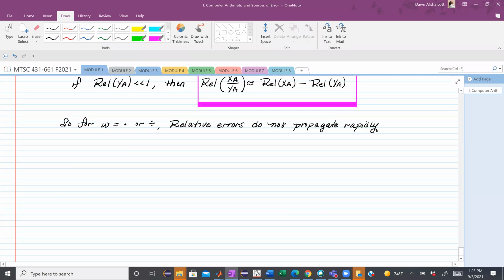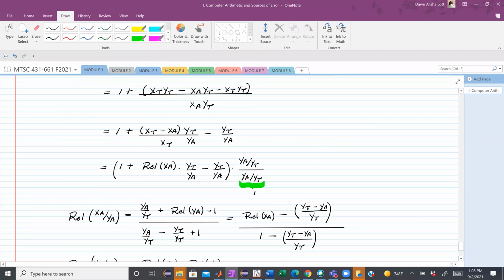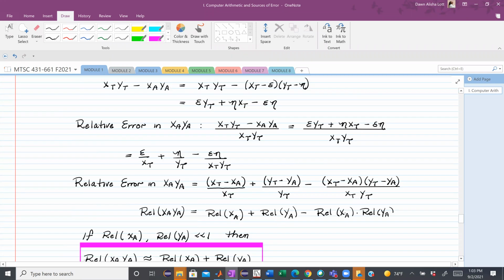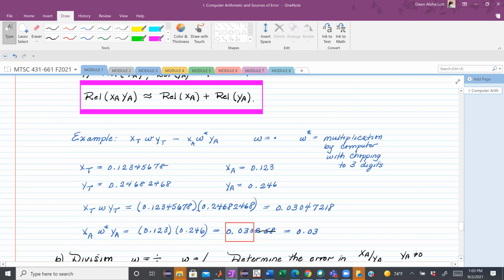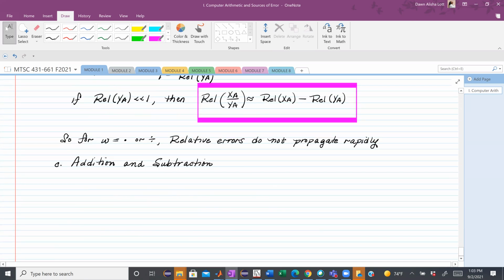So do addition and subtraction. I'm going to do them together. I'm just going to use plus minus. Okay, so let me go back here. I had A was multiplication, B is division, C is addition and subtraction. Okay. All righty. So that means our omega is plus or minus.